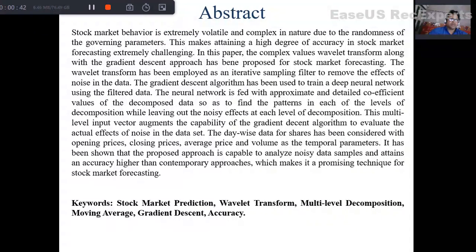Abstract. As we know, stock market behaviors are volatile and complex in nature. So, in this paper, we use discrete wavelet transforms as well as neural networks for stock market predictions. And these are the keywords: stock market predictions, discrete wavelet transform, multi-level decomposition, moving average, gradient descent, and accuracy.